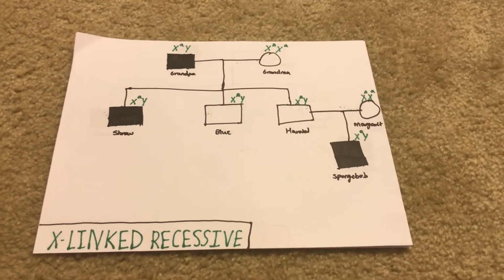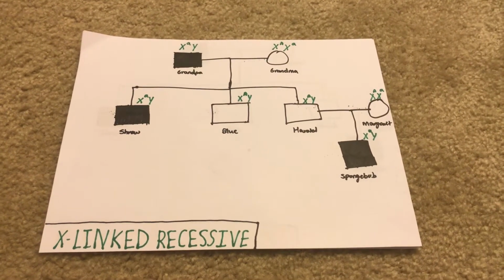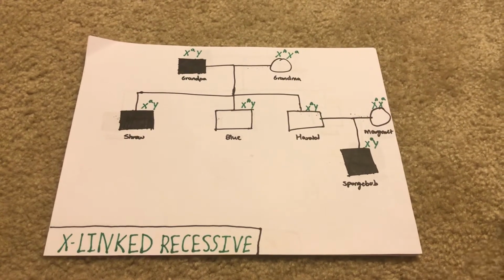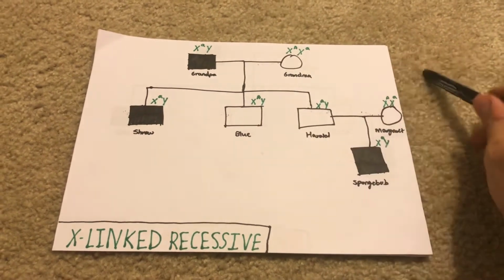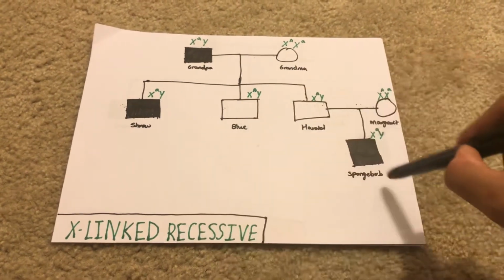The X-linked recessive mode of inheritance is also consistent with the following pedigree, and just like the autosomal recessive mode, the X-linked recessive mode of inheritance must also have Margaret and Grandma SquarePants as heterozygous, so that they can pass down their little a allele to their respective children.